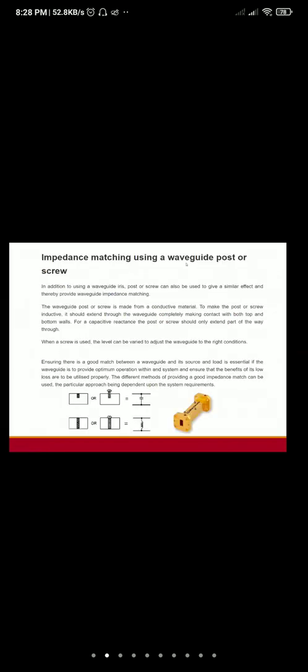Then, yung paggamit naman ng post or screw, technically, screw na nilalagay mo sa loob ng waveguide, katulad nito. Ayan po yung screw niya. At yung position nun ay may impact po doon sa ating waveguide. So, the waveguide post or screw is made from a conductive material, and to make it inductive, it should extend through the waveguide completely, making contact with top and bottom walls. Kapag sinagad mo po siya from top to bottom, inductive yung kanyang behavior. Kapag naman siya nakatrue lang or kalagitnaan, capacitive po ang behavior ng screw.